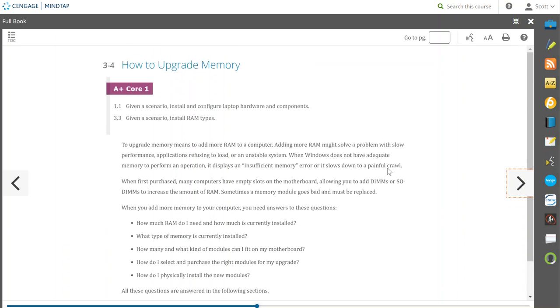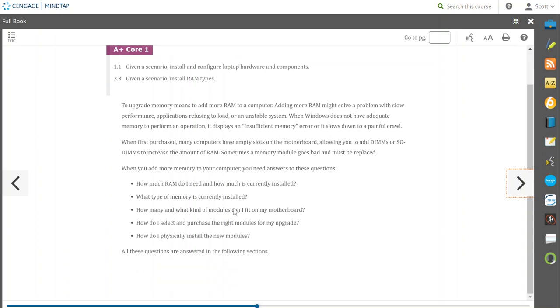How do you upgrade memory? One, you need to know what you have, what the system configuration is, the speed, 32-bit, 64-bit, and how many bays you have open, how many slots you have open to insert RAM, what's there already. There's so many things I need to know. I've got a list of questions here.